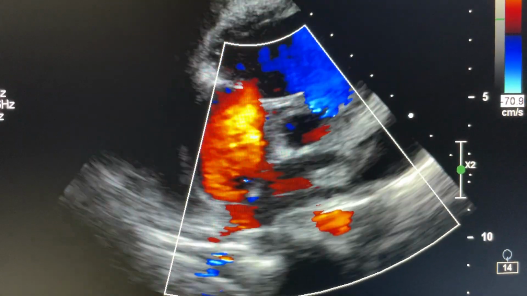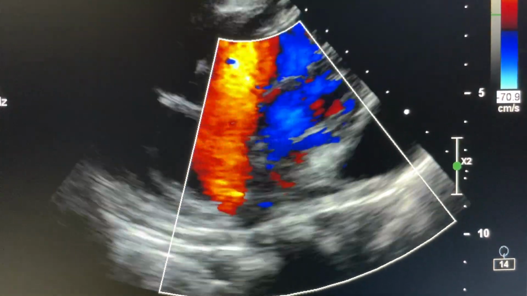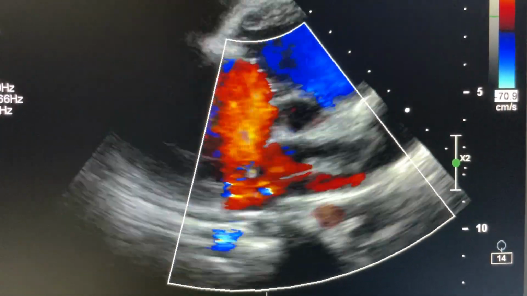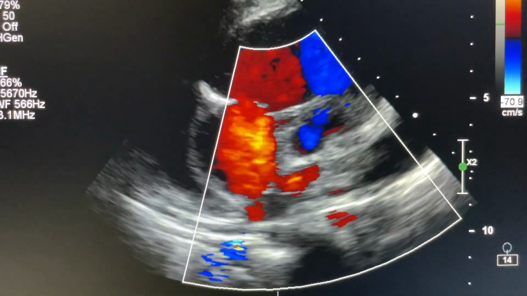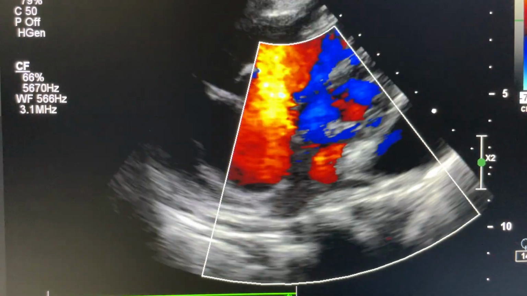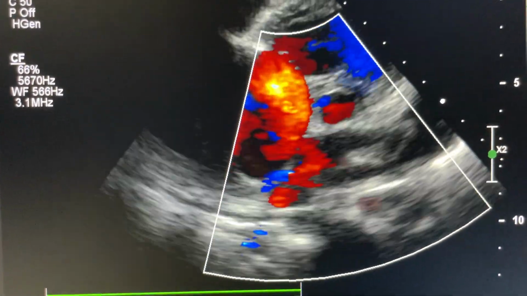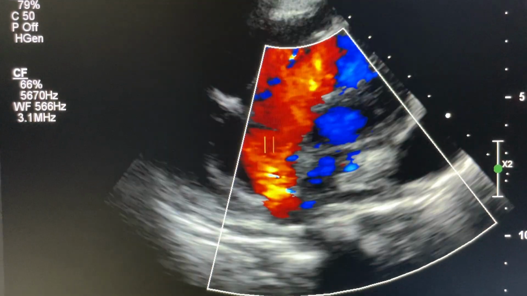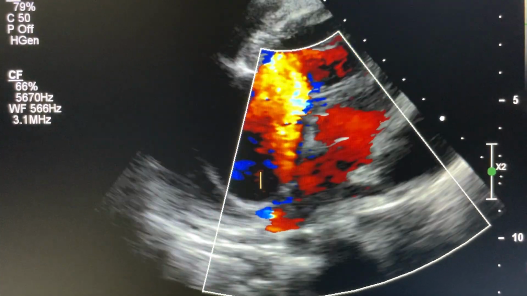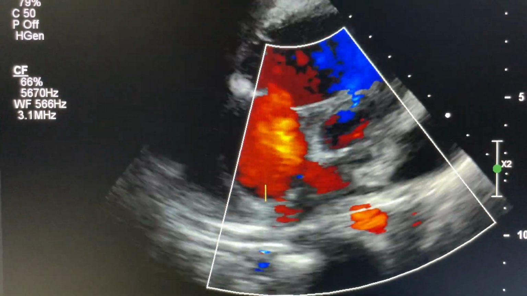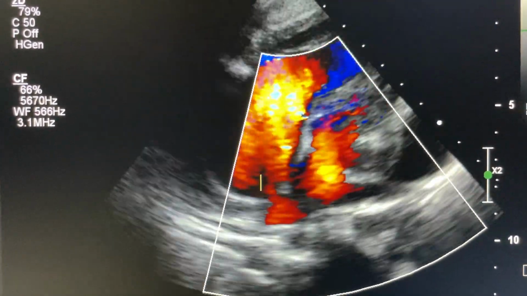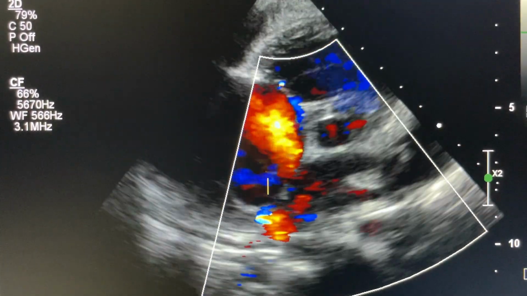Again you see the right upper pulmonary vein draining into right atrium. In the apical four chamber view, you can see a pulmonary vein draining directly, almost looks like it is draining directly into right atrium. Instead of left atrium, pulmonary veins should drain into left atrium, but abnormally it is draining into right atrium.